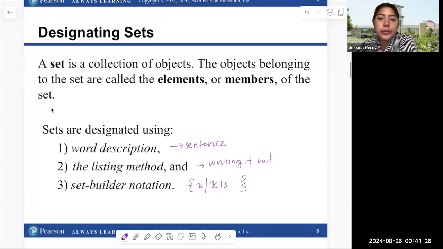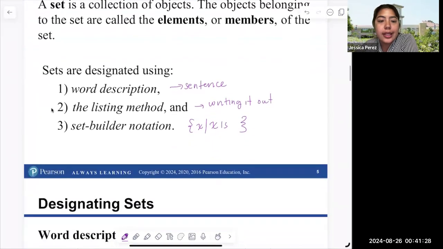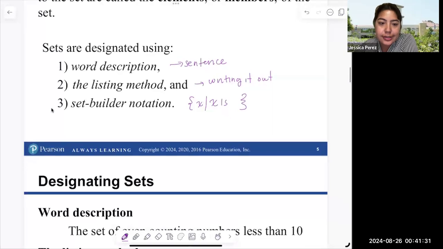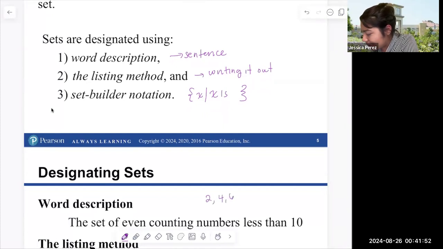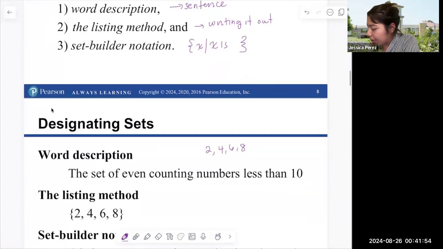Okay. So we're going to look at some examples. Let's look at designating sets. We have an example here: the set of even counting numbers less than 10. What are the even numbers that are less than 10? Let's list them out. That would be 2, 4, 6, and 8. Here is the listing method. This reflects this sentence, the set of even counting numbers less than 10.